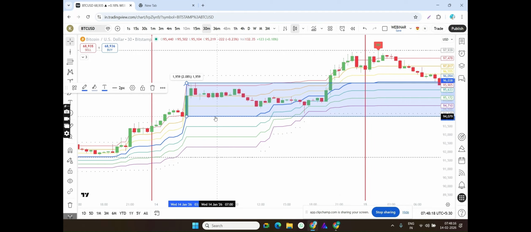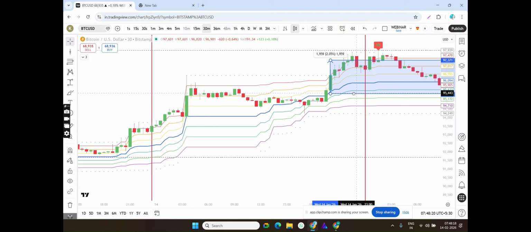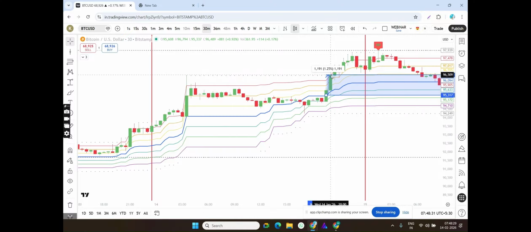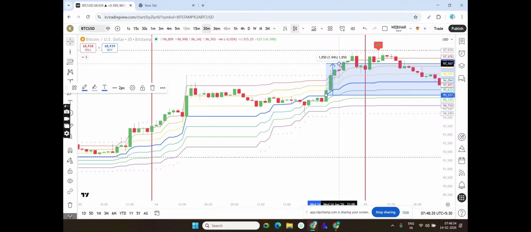Again, let us check this entry here. Again you got a 2% move. So your first target would be 1%, trail it to 1.5%, and the final trailing would be 2%, which got hit here.